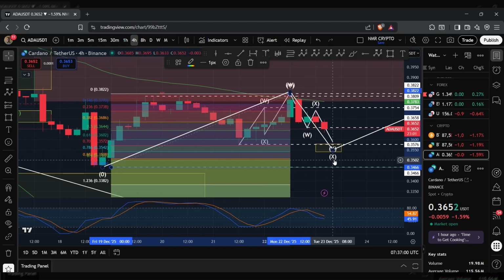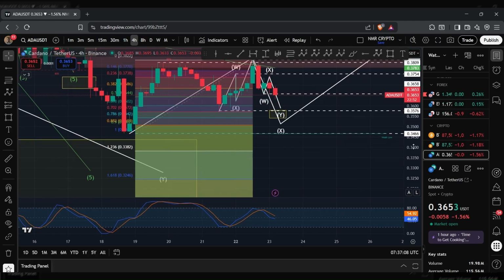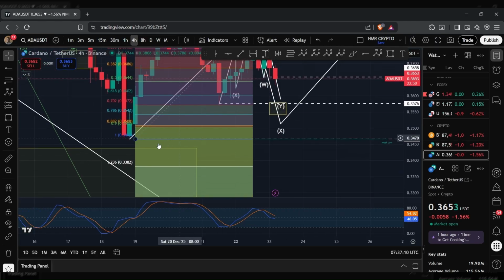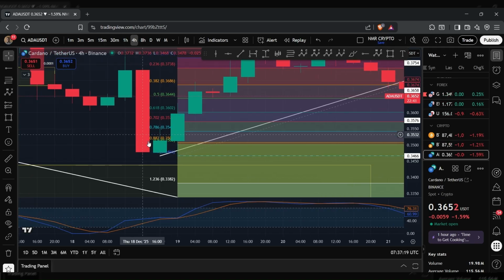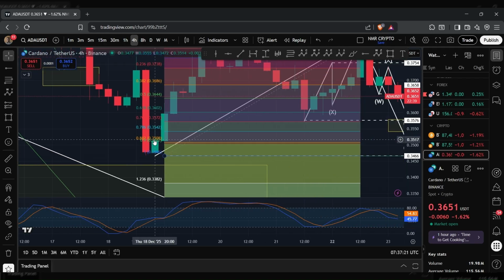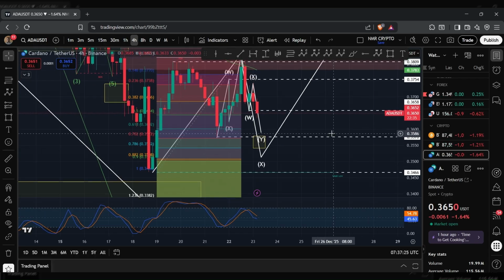And so it is possible that we have this X wave that's forming, and we could then see a reversal to the upside. And for this double WXY structure to be in play, what we need again is for the price of ADA to not breach below the 100% retracer level at 34.66 cents, and also not breach below the 88.2% retracer level. But of course, this is something that I'm going to be tracking in the days and weeks to come, and I will keep you guys updated.